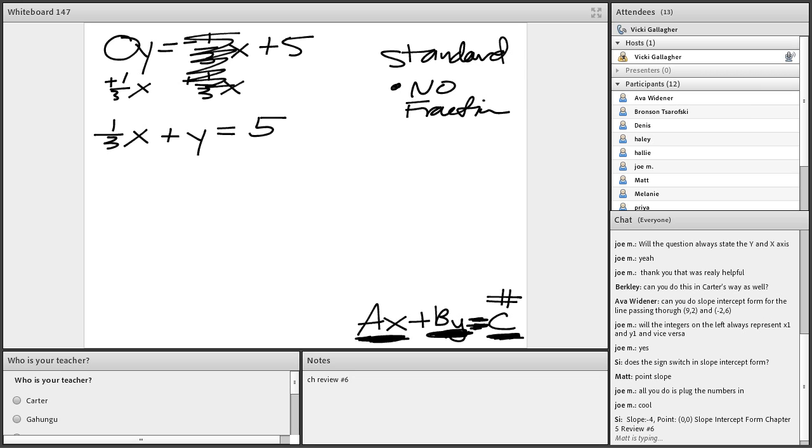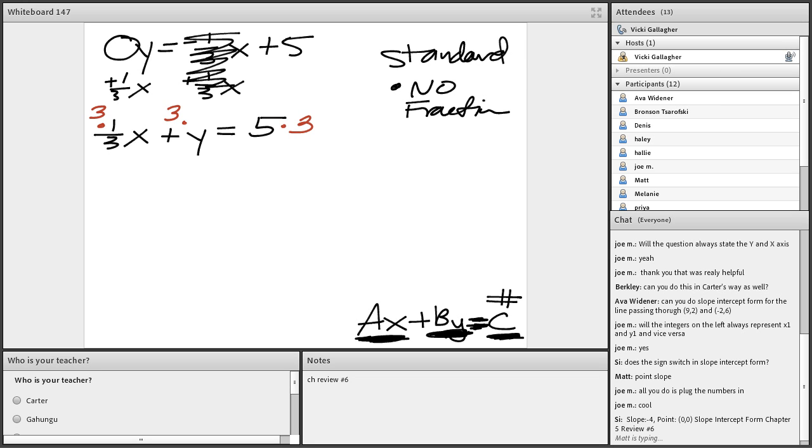To get rid of a fraction, what you do is you multiply by whatever number is on the bottom, the denominator. So I'm going to multiply by 3. And when you multiply or when you divide, you do need to do it in 3 different places. You have to do it with the x, you're going to need to multiply the y, and you're going to need to multiply the number as well.